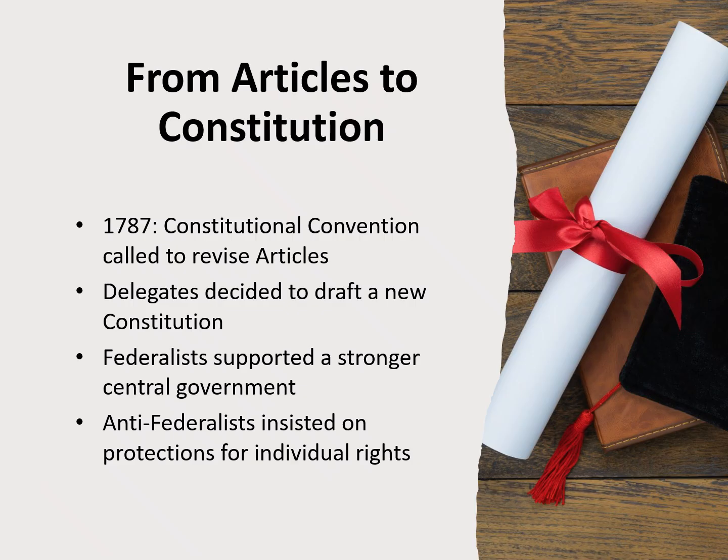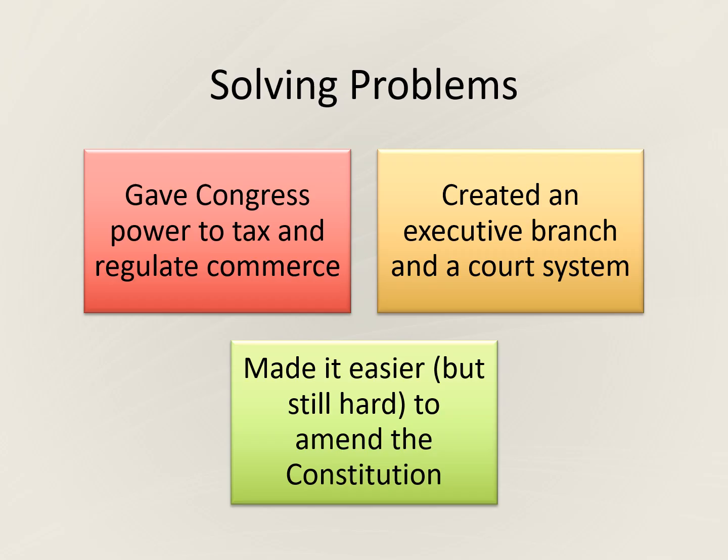In 1787, delegates met at the Constitutional Convention to fix the Articles. They ended up writing a whole new constitution instead. The Federalists supported replacing the Articles completely with a stronger government. The Anti-Federalists feared tyranny, but did agree that reform was needed.